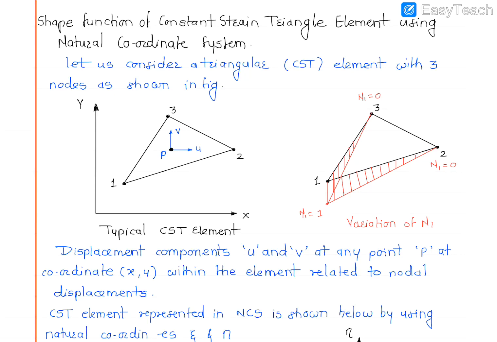Hello students, now we will see how to get the shape function in natural coordinate system. In natural coordinate system, a typical CST element is shown like this in Cartesian coordinates, where x and y are the x-axis and y-axis. We will have nodes 1, 2, 3, and also there is a variation of N1 as shown in this figure.